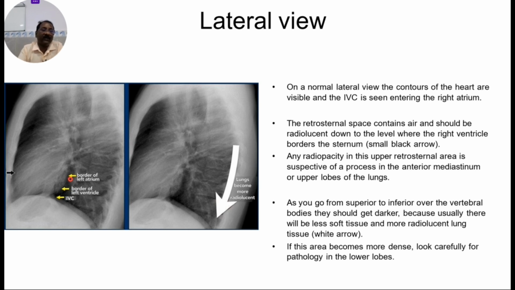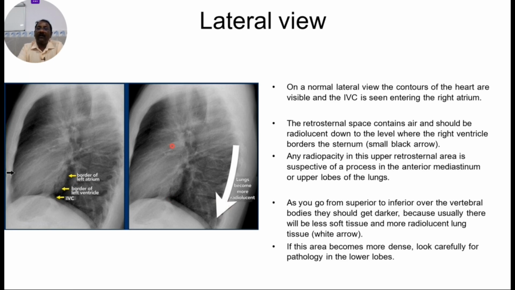See the border of the left atrium. This is the border of the left atrium, border of the left ventricle, and this is the IVC area in the lateral field. So the left atrium, left ventricle, and IVC. Lungs become more radiolucent here. So this is the left atrium, and this is the left ventricle, and this is the IVC.